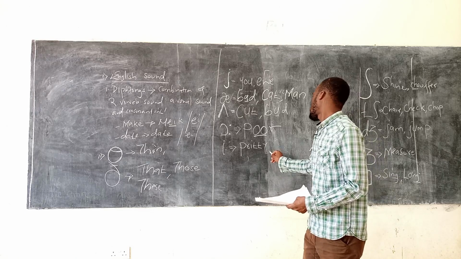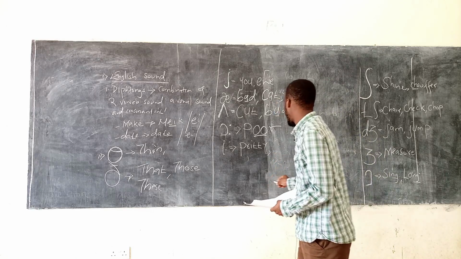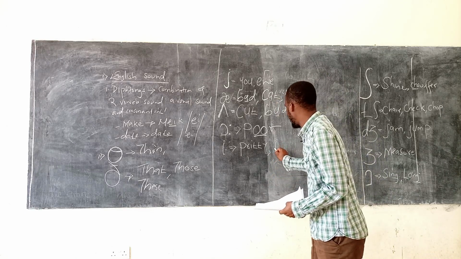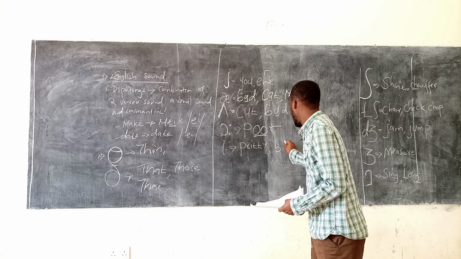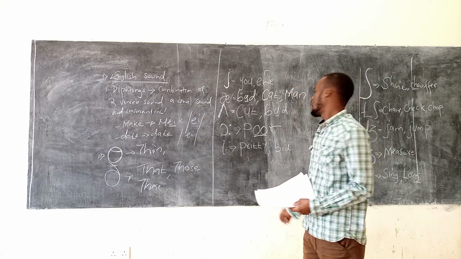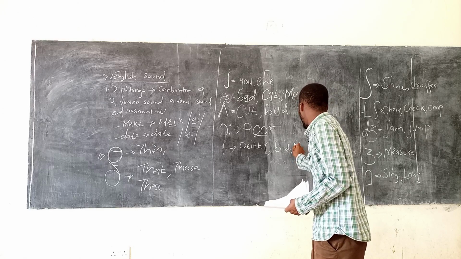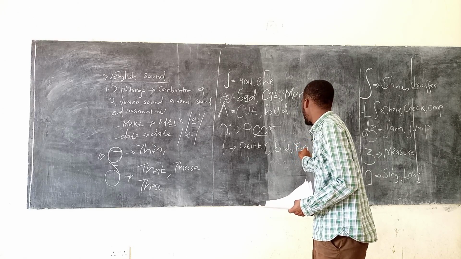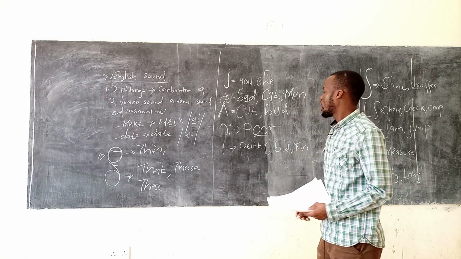Then we can also have another word like what? We can have big. Short vowel. Then another person can also tell you kin. Short vowel E, big, kin.